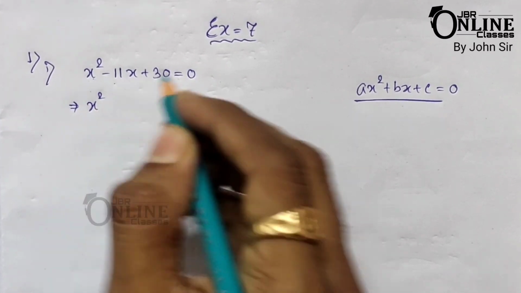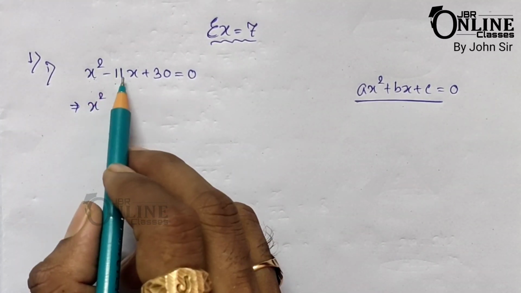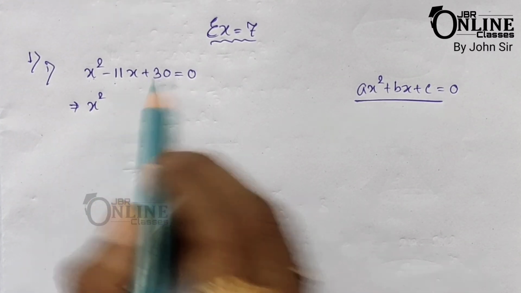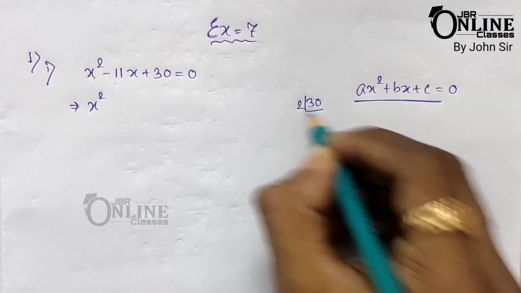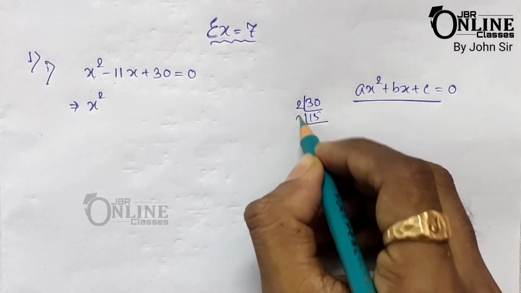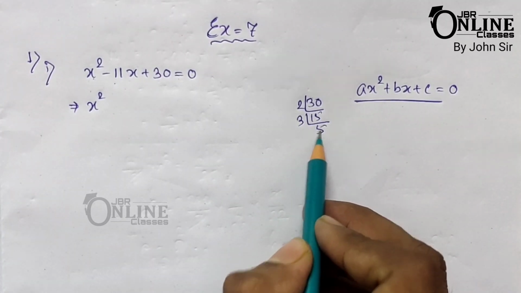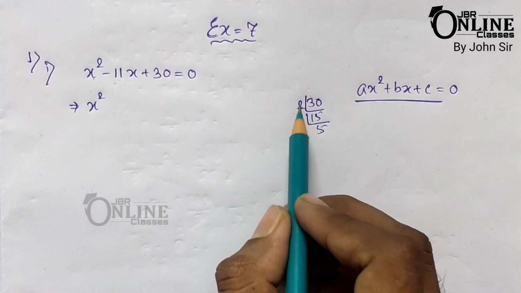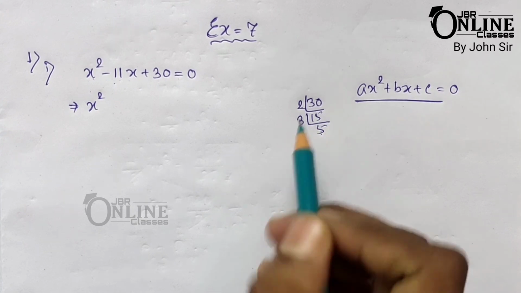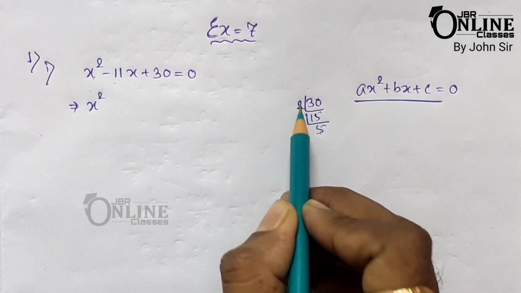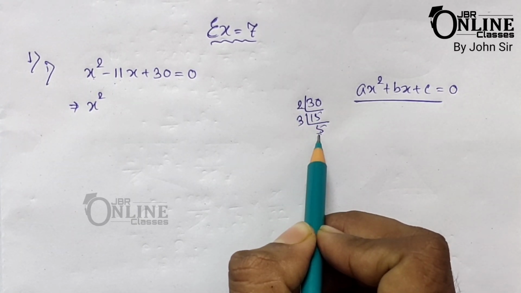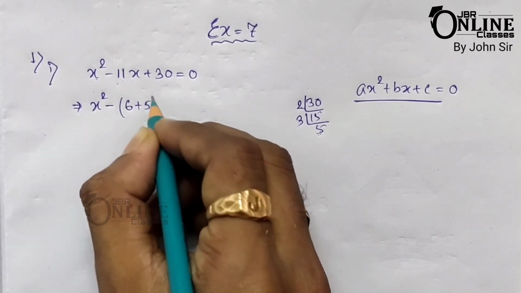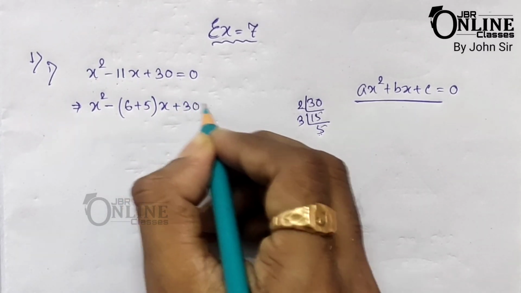Now you have to solve this equation by the middle term factorization method. So here 11x and here 30. First factorize 30, it becomes 15 and then 5, so 5, 3 and 2. You have to make this 11 with the help of 5, 3 and 2. Here 3 into 2 becomes 6, then 6 plus 5 becomes 11. So write down here, instead of 11, 6 plus 5 x plus 30.